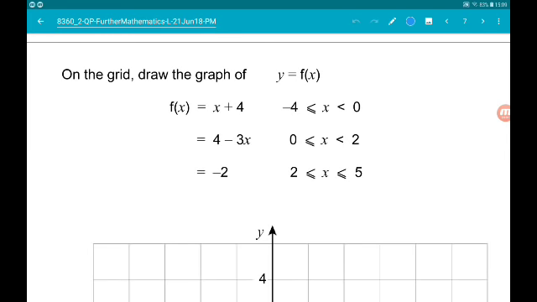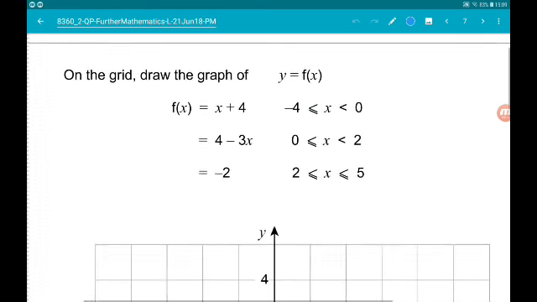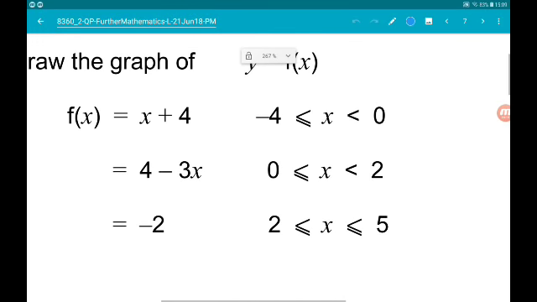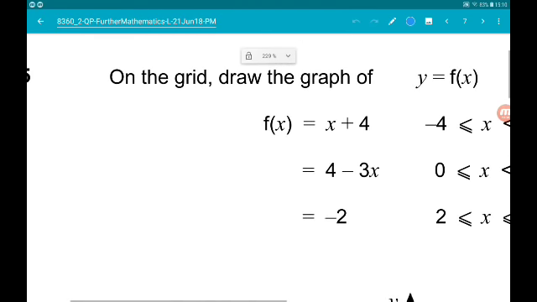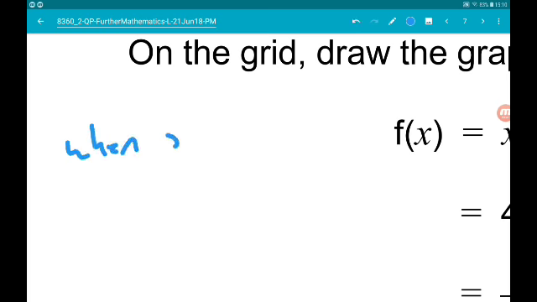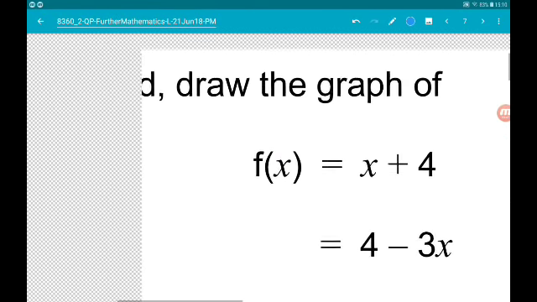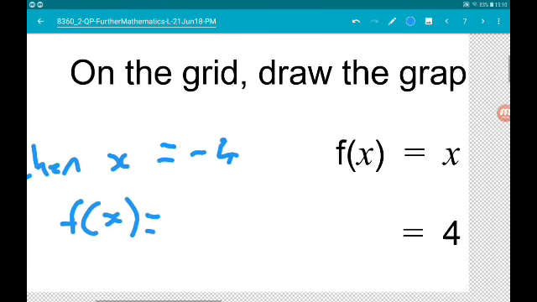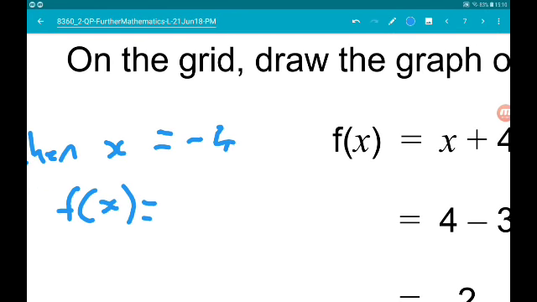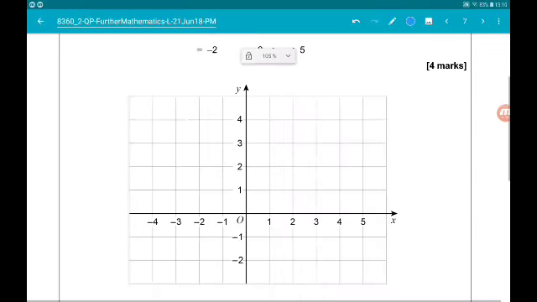Okay, question 5, we got a piecewise function and 4 marks. So on the grid, we want to draw the graph of f of x, where f of x is doing different things for different values of x. So, first of all, f of x is x plus 4, for x from minus 4 to 0. So when x is minus 4, f of x is minus 4 and 4, so 0. So let's plot that point, minus 4, 0.